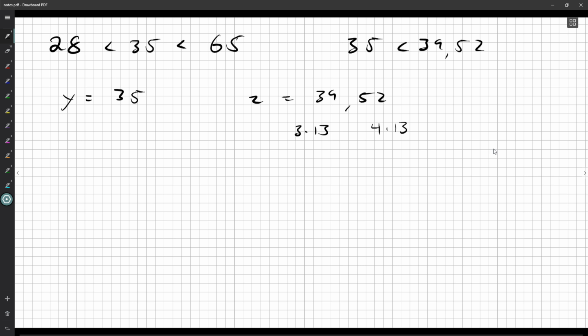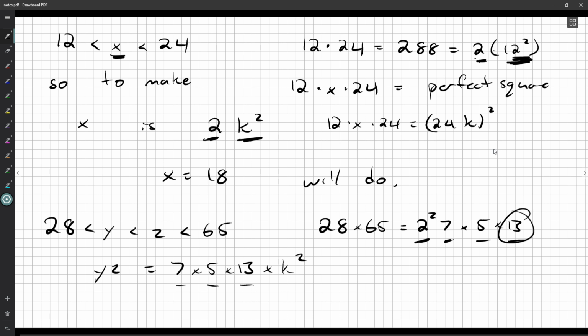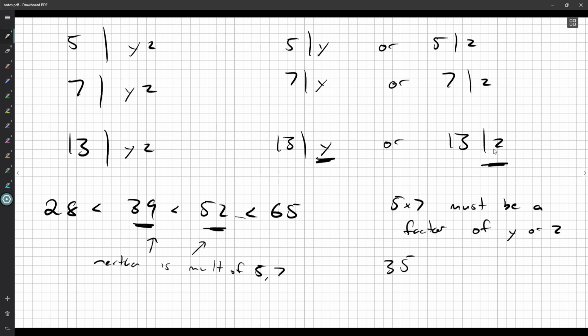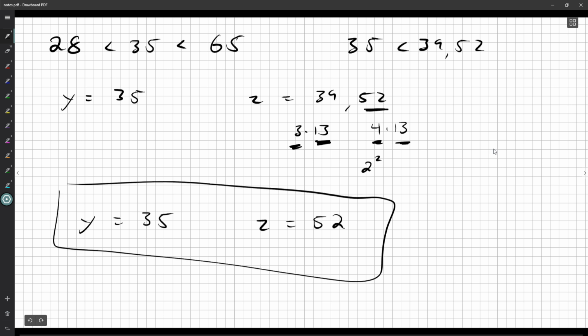If I pick z is 39, yes, I get the factor of 13, which pairs up with this factor of 13, and of course the 5 and the 7 are paired up with the 35. But I would introduce this 3, and I don't have an extra 3 lying around to pair up with anything. Whereas if I choose z is 52, the 13 pairs with the factor of 13 we already had, and then we get a 4, which is already a perfect square. So we see y's got to be 35, z will have to be 52, and those are the only solutions.